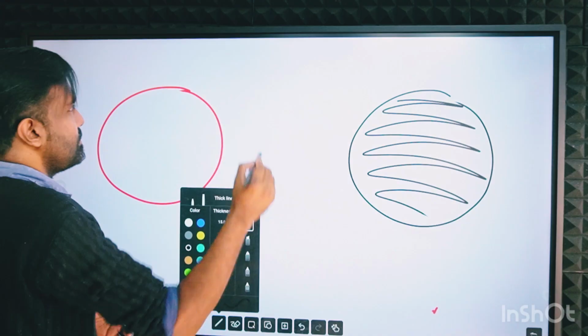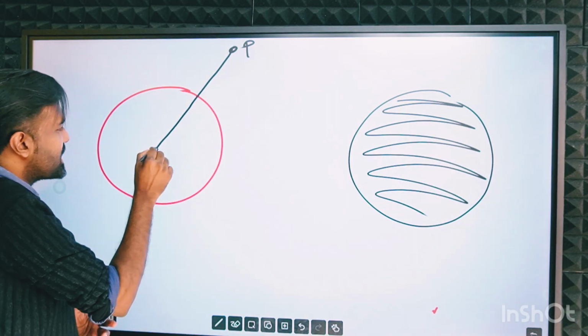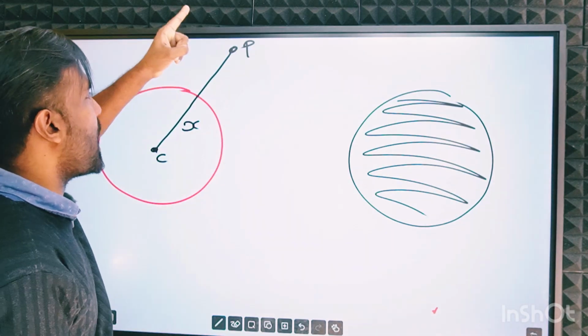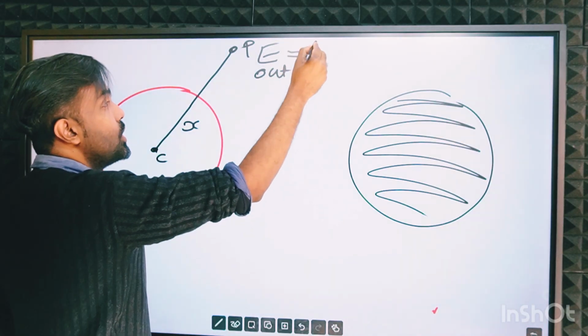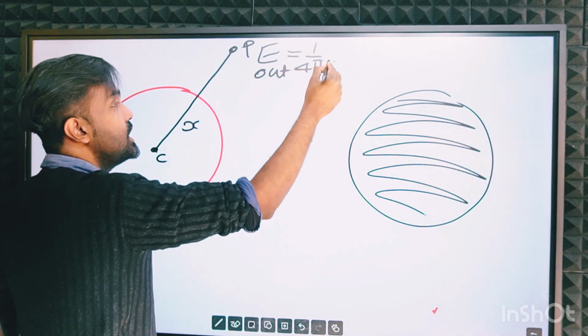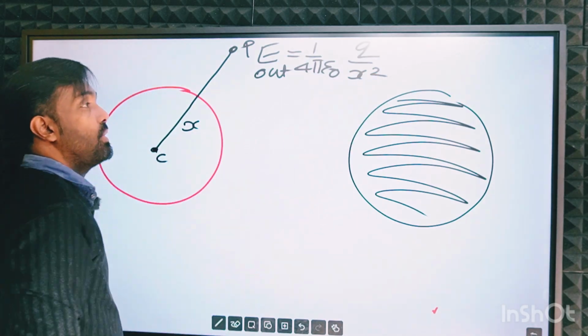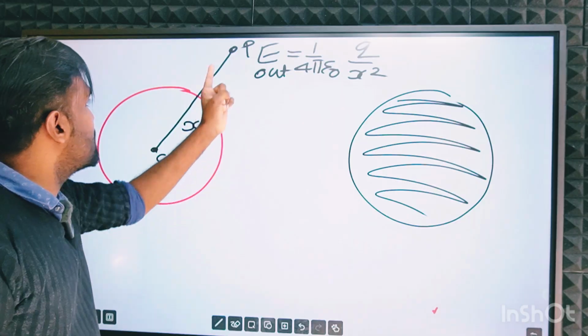Here first we have to consider a point P which is at a distance of x from the center of the sphere, guys. This point comes outside the sphere. Electric field intensity outside is equal to 1 by 4 pi epsilon 0 charge divided by x square. That's the formula, guys.